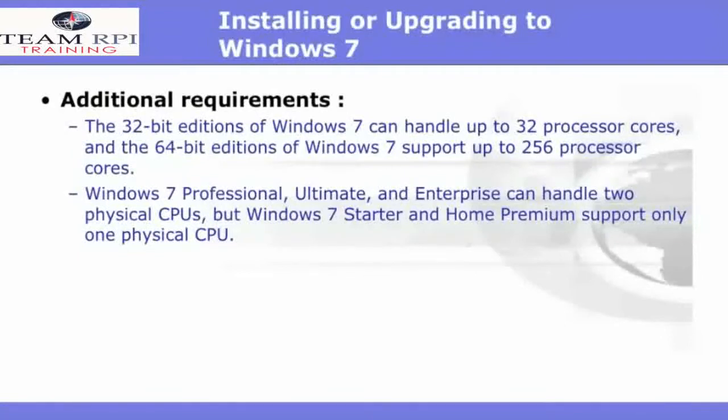Windows 7 32-bit editions can handle up to 32 processor cores, whereas 64-bit editions can handle up to 256. Windows 7 Professional, Ultimate, and Enterprise can handle 2 physical CPUs. But Windows 7 Starter and Home Premium only support 1 physical CPU.